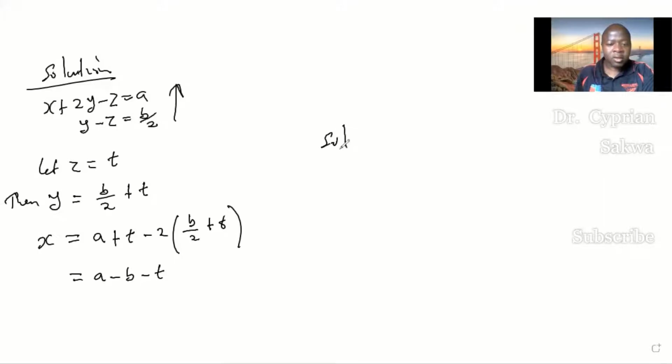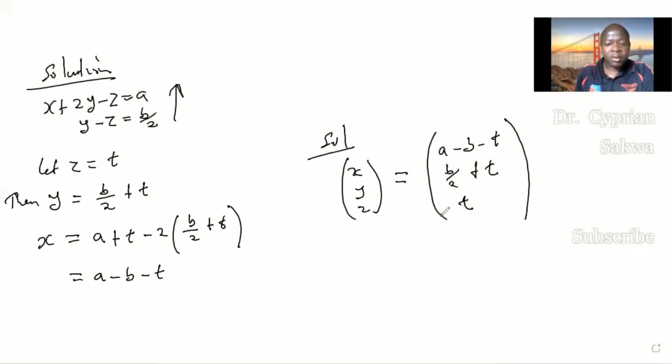And so what is the solution to the system? The solution to the system is (x, y, z), where x is a minus b minus t, y is b out of 2 plus t, and z is t. So this will be the solution to the system. The question said that if the condition was met, what would be the solution? And we say this will be our solution.